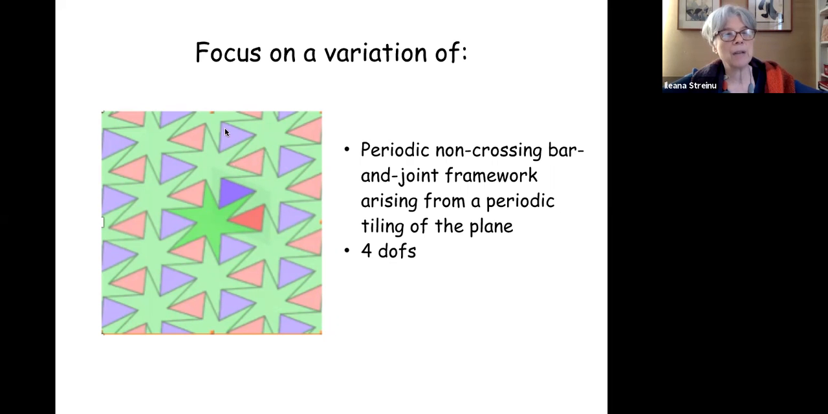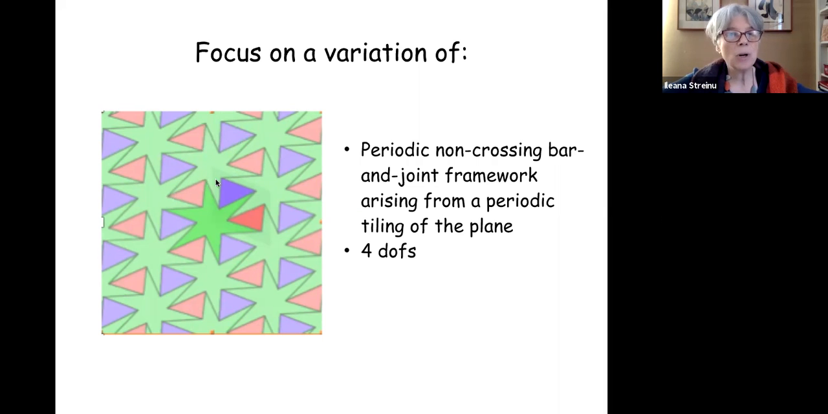So here I have two classes of triangles, the red and the blue. By periodicity, I mean 2 orbits. And an interesting aspect of this is that besides the 2 rigid triangles, there is only one face up to periodicity. So there is this star in the middle.